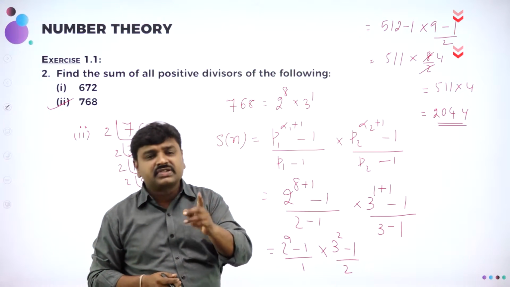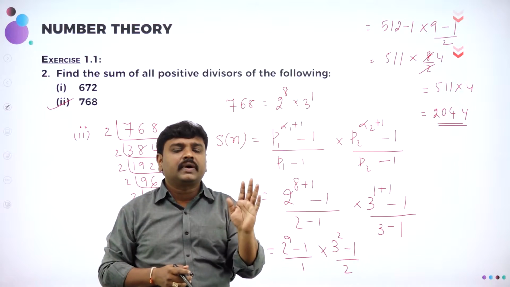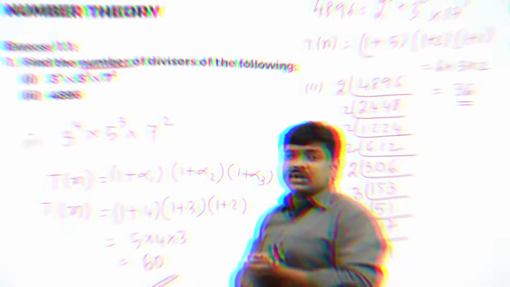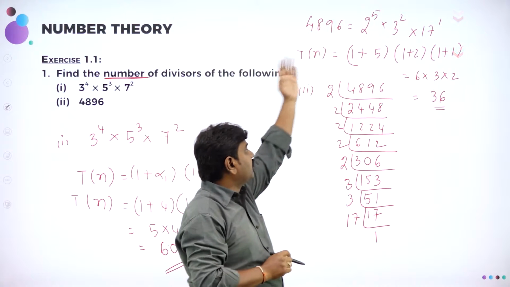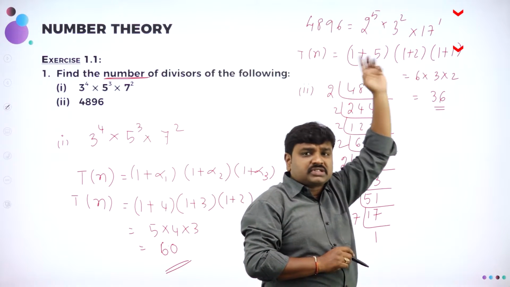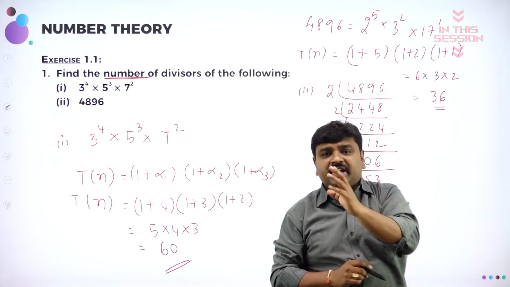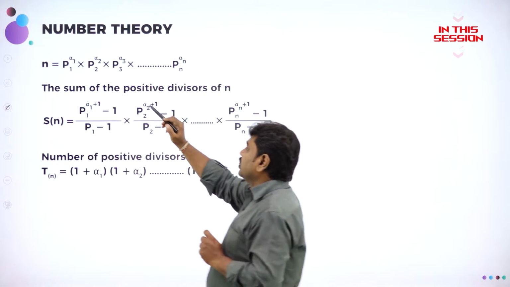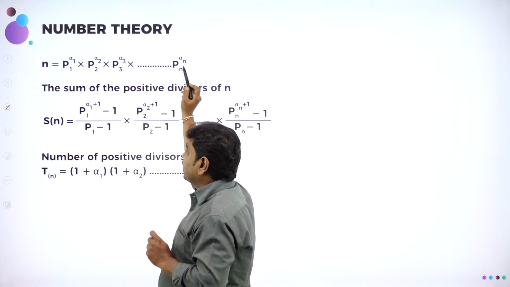Our number of divisors, first step is you have to write it in what form? Canonical form. How to find number of divisors? 1 plus alpha 1 into 1 plus alpha 2 into 1 plus alpha 3 means add 1 to the power and multiply. So canonical form means what? Write it as product of prime factors.